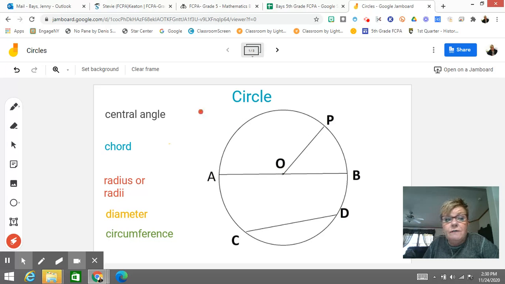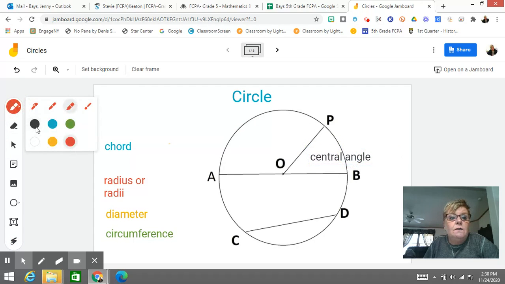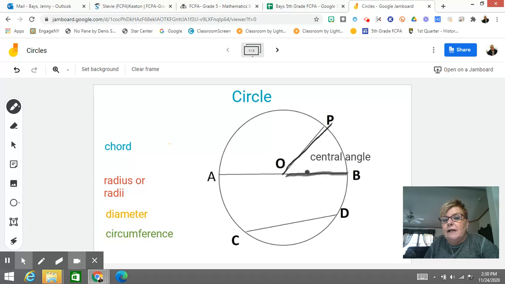And a circle has a lot of vocabulary words that go with it. First, we've got a central angle. A central angle is just an angle that has its vertex in the center of the circle. So this right here would be our central angle. We could name that with the angle symbol, angle POB or angle BOP. Remember, you just have to put the vertex in the center. So that would be the angle BOP.